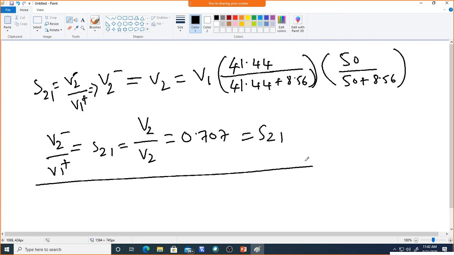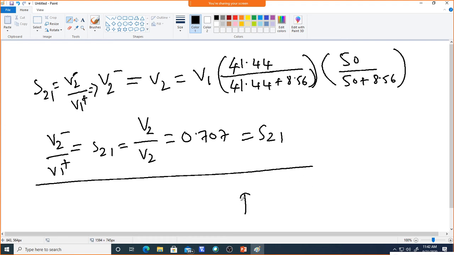This is how you will get the network description, and you can also define the power delivered from port 1 to port 2. That also you can calculate. So what is the actual input power?